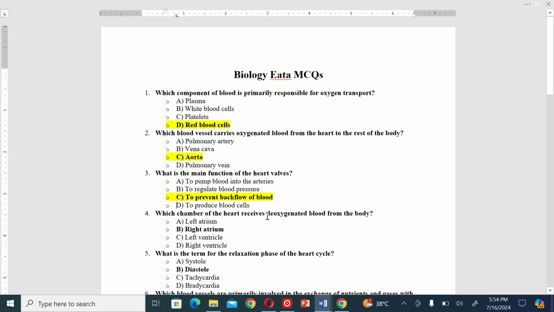Which chamber of the heart receives deoxygenated blood from the body? A. Left atrium, B. Right atrium, C. Left ventricle, D. Right ventricle. The correct option is B, right atrium.